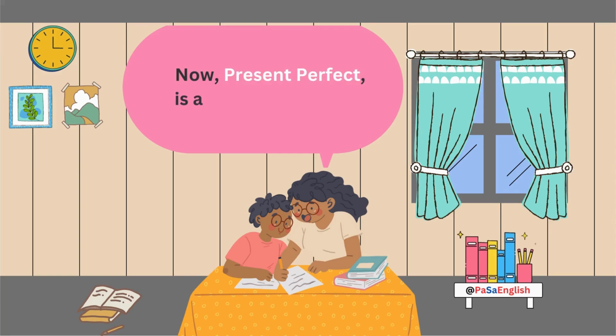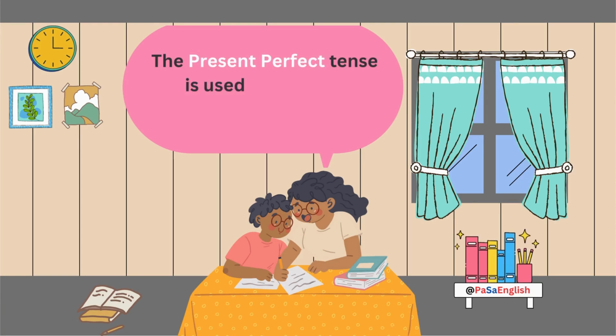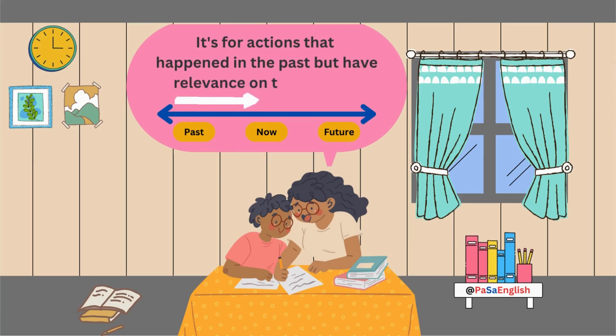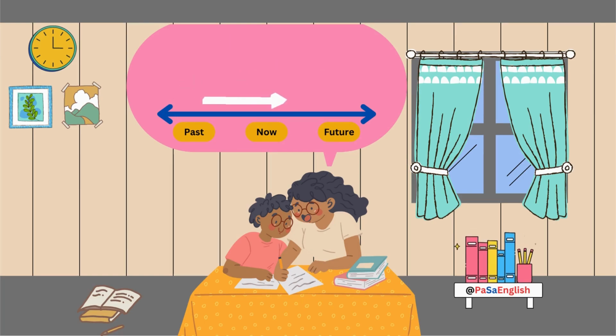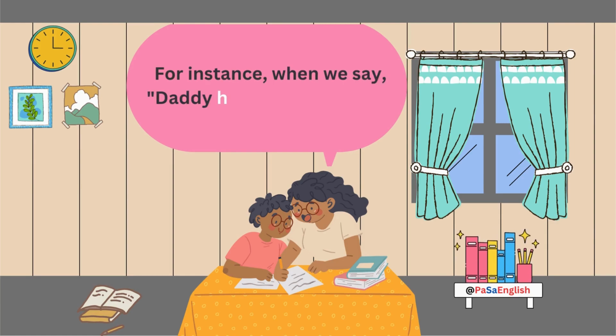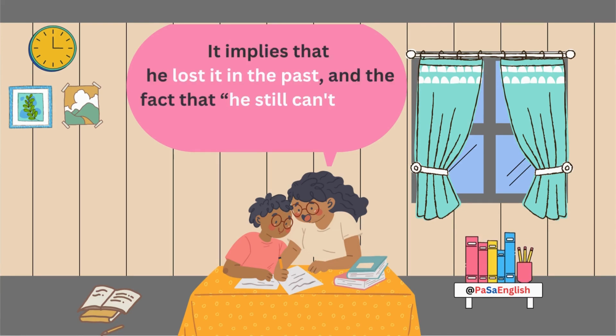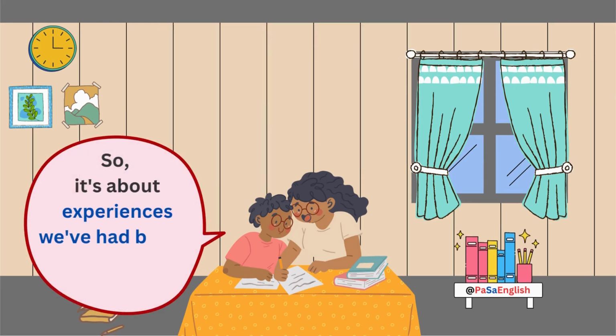Now, present perfect is a bit more complex. The present perfect tense is used to connect the past and the present. It's for actions that happened at an indefinite time in the past, but have relevance or impact on the present. For instance, when we say, Daddy has lost his car key, it implies that he lost it in the past, and the fact that he still can't find it is relevant now. So, it's about experiences we've had before but are relevant now.